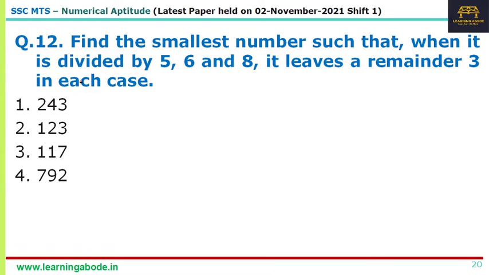12th question, find the smallest number such that when it is divided by 5, 6 and 8, it leaves a remainder of 3 in each case. So you should go for the smallest number, right? Now see, this question is actually an application of LCM. So ideally what you're supposed to do is find the LCM of these three. So 5, 6 and 8, the LCM is 120. So 120 plus 3, 123 is the answer.